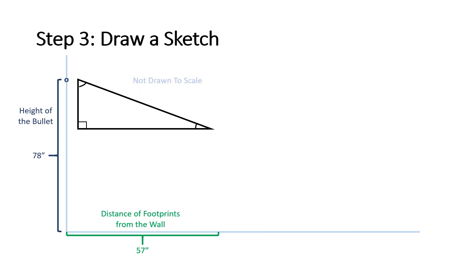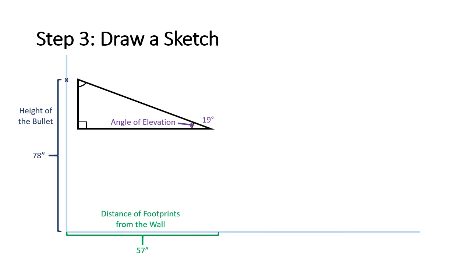Now we're going to take that triangle that we had calculated before to calculate the angle of elevation, and we're going to transfer it to our sketch. Now the triangle is not drawn to scale, and if I were to do this really well, but it gets a little messy, I would put this triangle right up against that wall, and this side right here would be equal to the distance of the footprints from the wall.